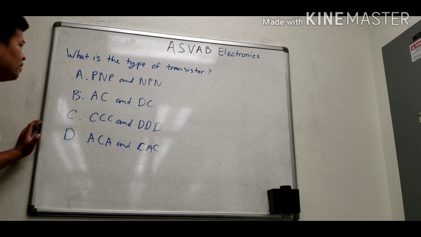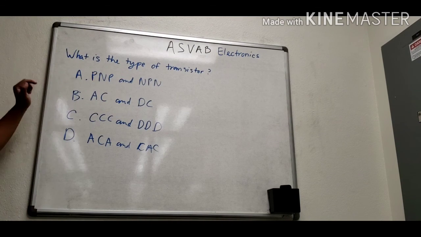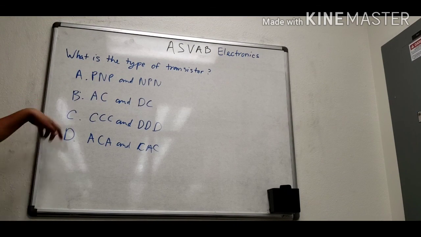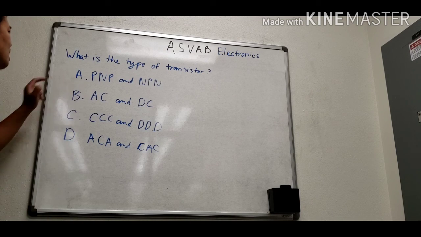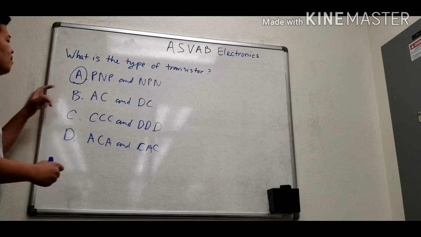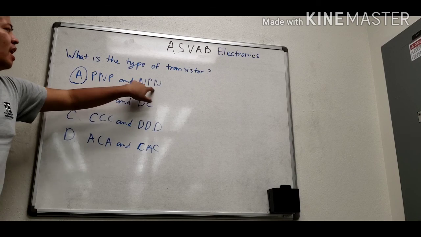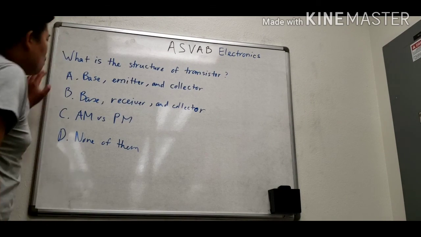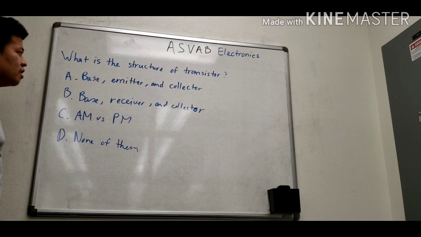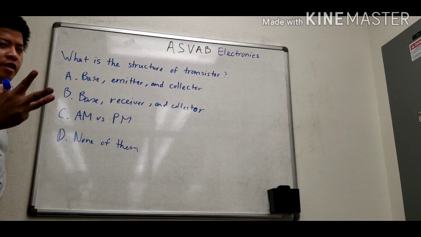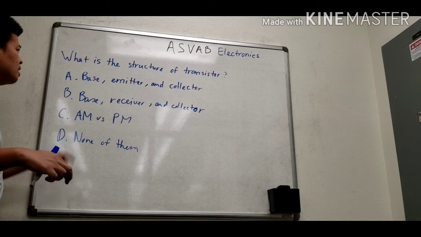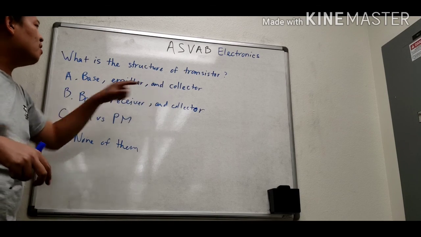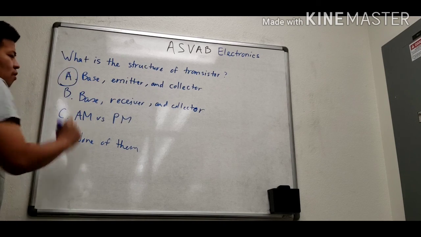So on the real ASVAB, they ask what is the type of transistor. We know that we learned about the transistor, so we choose this one because PNP and NPN. The next question, what is the structure of the transistor? We know that there are 3 structures in the transistor. That's the base, emitter, and collector. So this is correct.